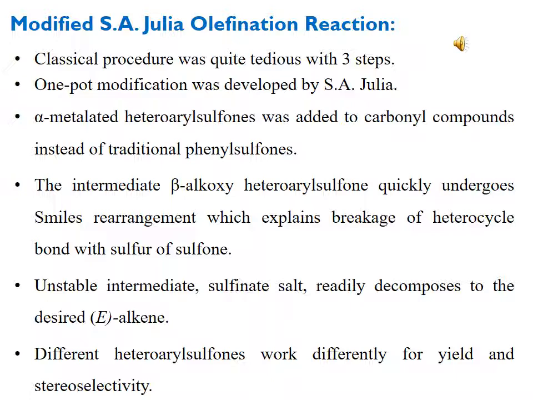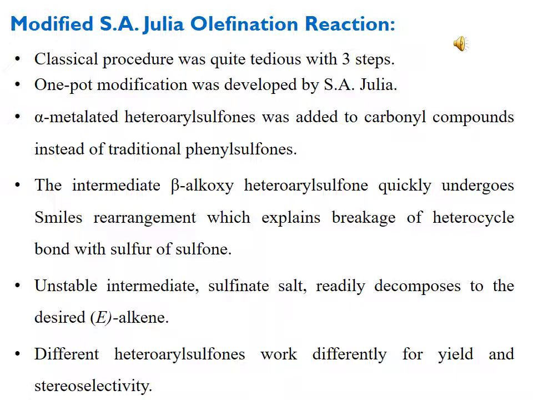That is, we do not have to move to acylation. We do not need to move towards the sodium mercury amalgam reaction. Simply, the formed alkoxide moves towards the rearrangement, that is called Smiles rearrangement, and we get the alkene. This is an unstable intermediate.